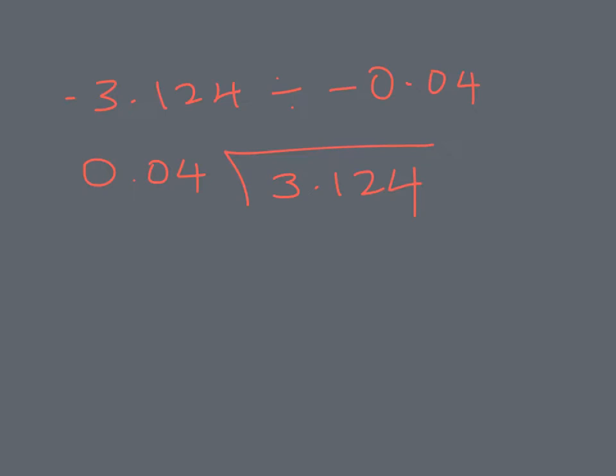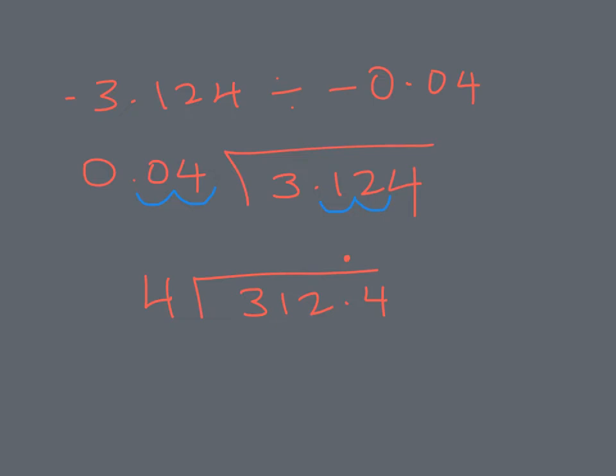Because I have a decimal on the outside, I'm going to move it to the right until I have a whole number. So I'm going to have to move this to the right 2 times, which means you move the decimal on the inside to the right 2 times. That means that I'm now dividing 4 into 312.4. At this point, bring your decimal straight up.